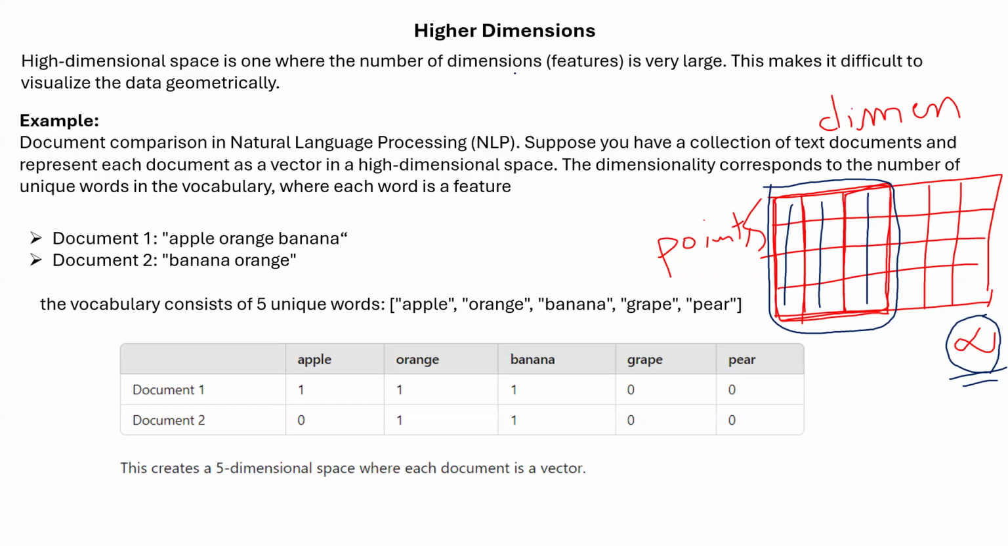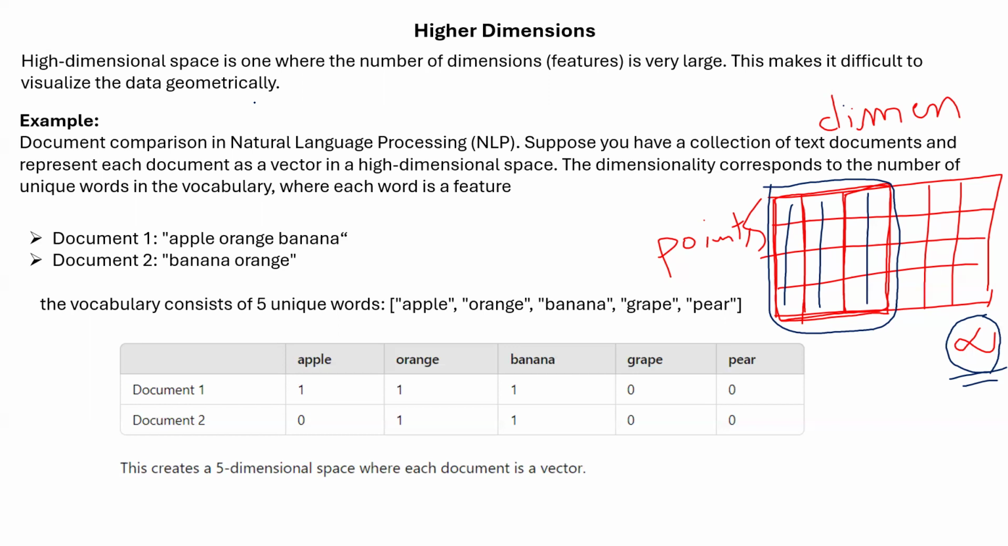So higher dimension space is one where the number of dimensions or features is very large. So when these dimensions are very large, we call them higher dimensions. As we all discussed, it is very difficult to visualize the data geometrically. It is very difficult to visualize the data in geometrical space. We just have seen an example of 4D and it looks like a very complex thing.